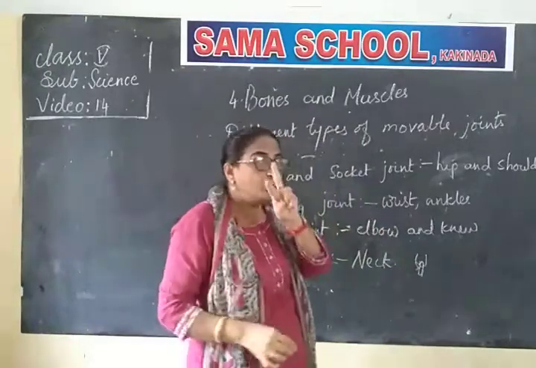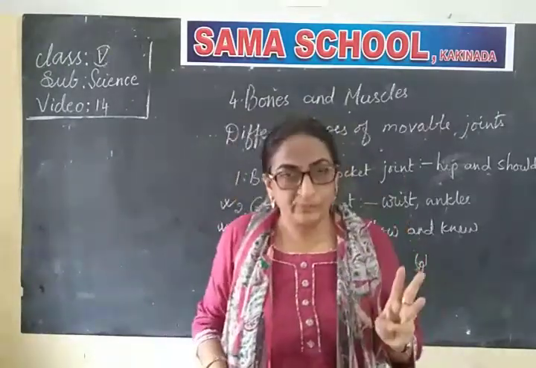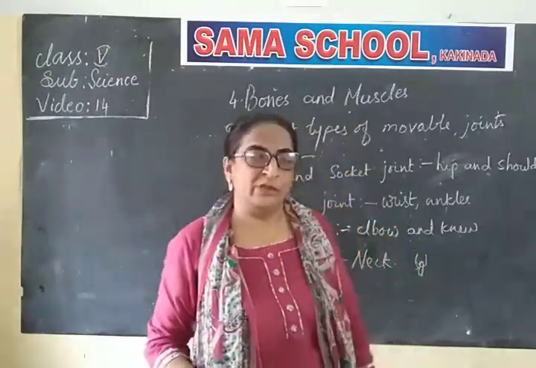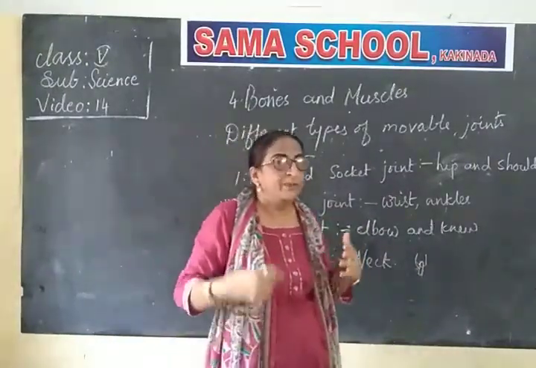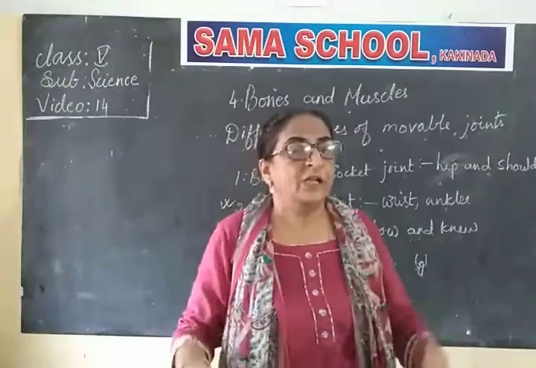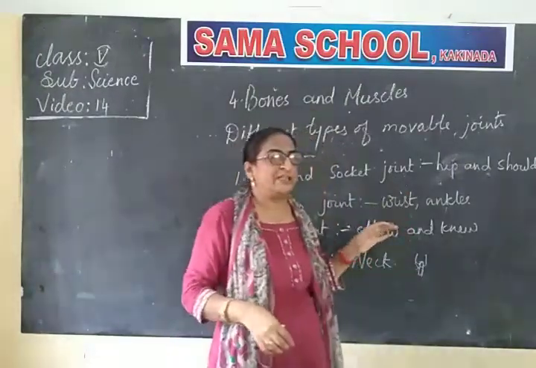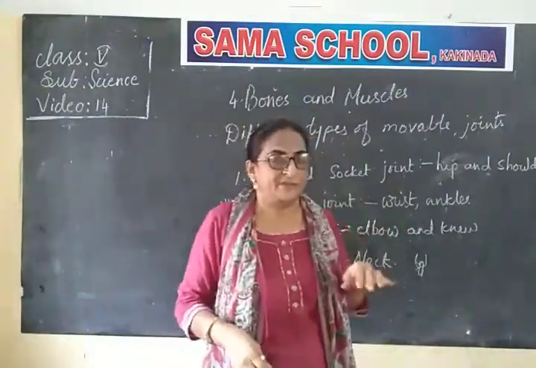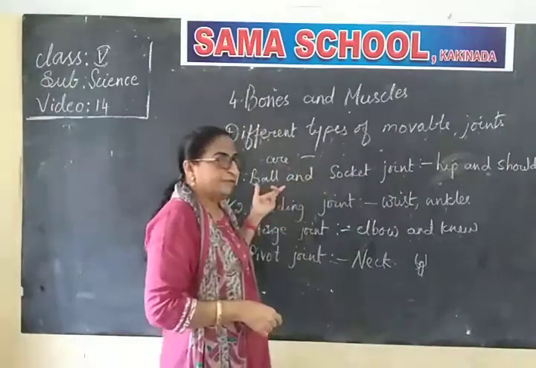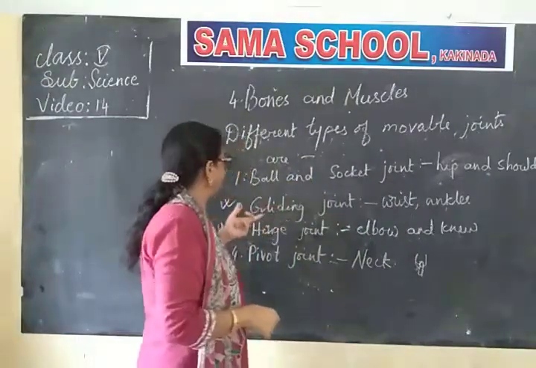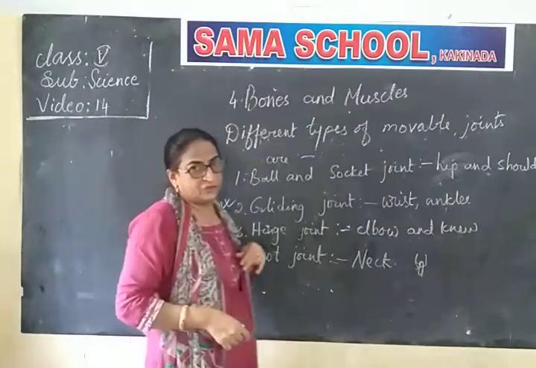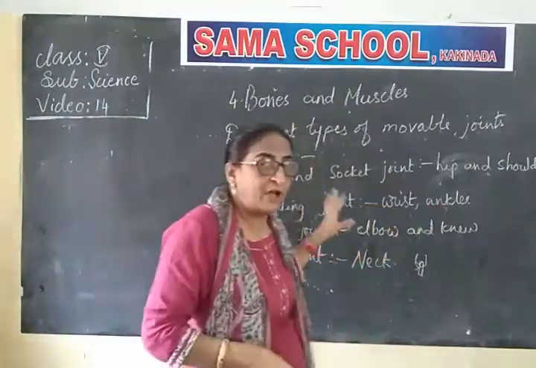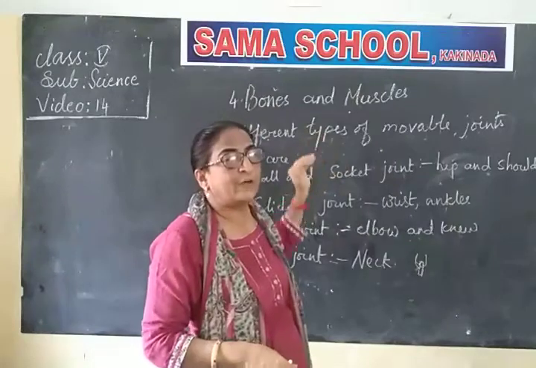So we have two types of joints, movable joints and immovable joints. Maximum we have movable joints in our body because they help in movement. These movable joints are of different types. They are ball and socket joint, gliding joint, hinge joint and pivot joint. So these are the different types of movable joints that are found in our body.